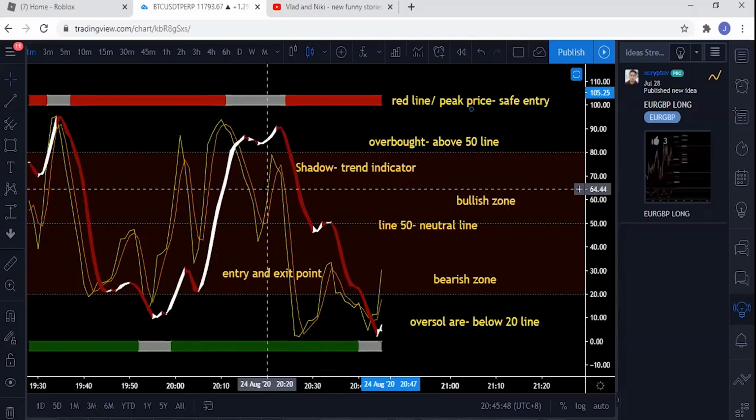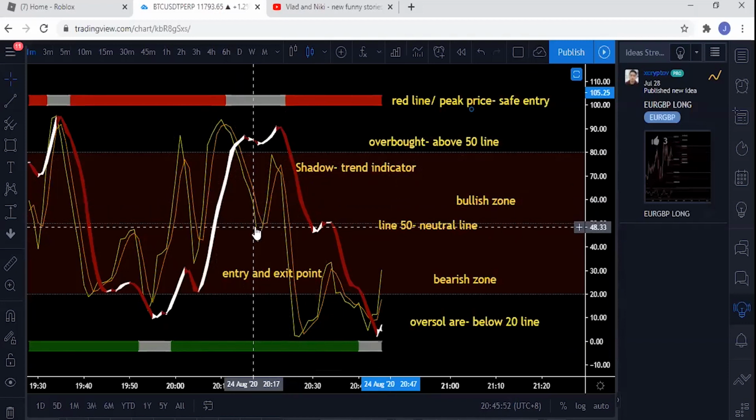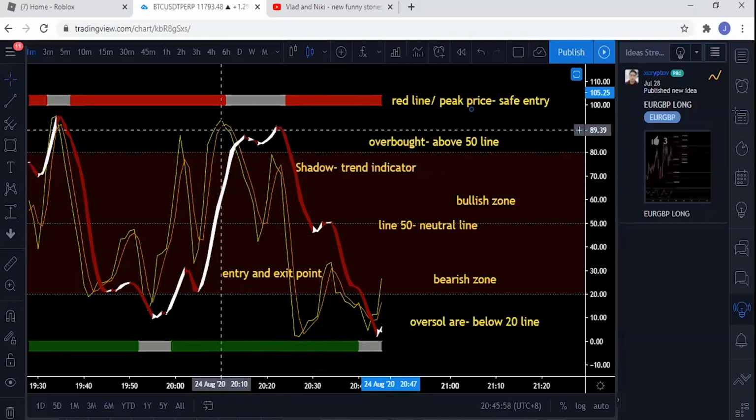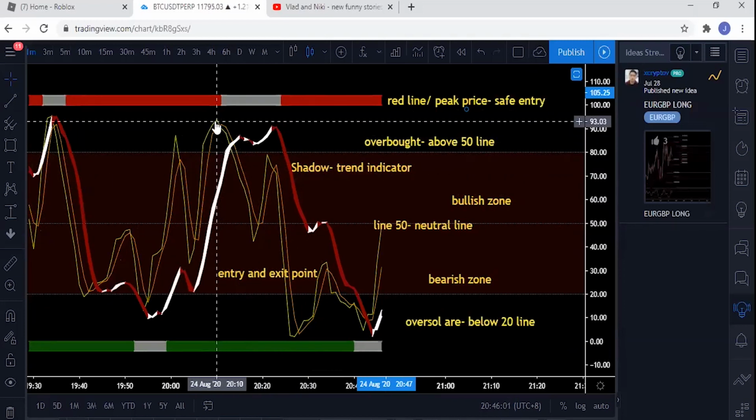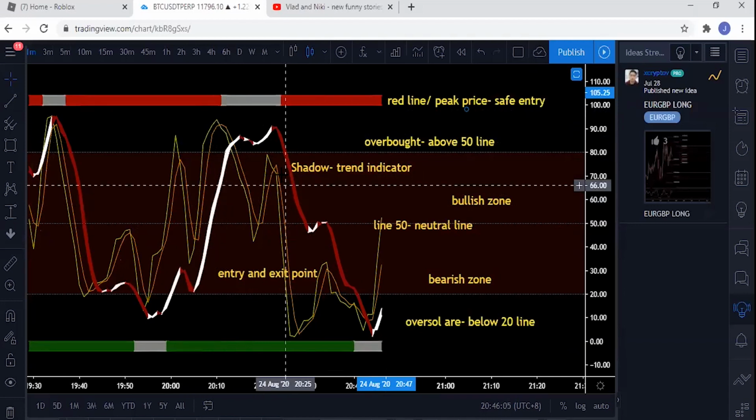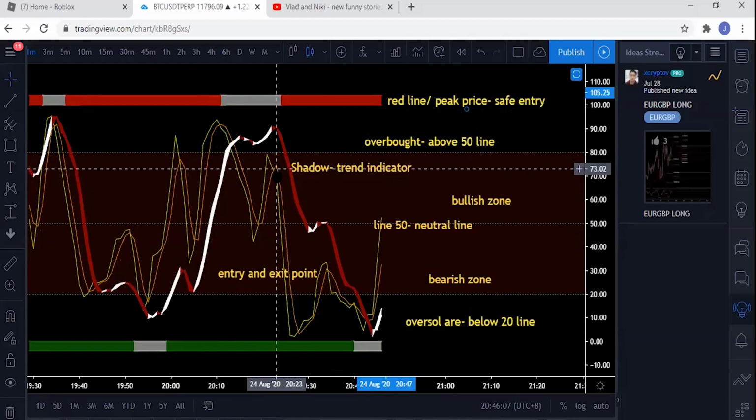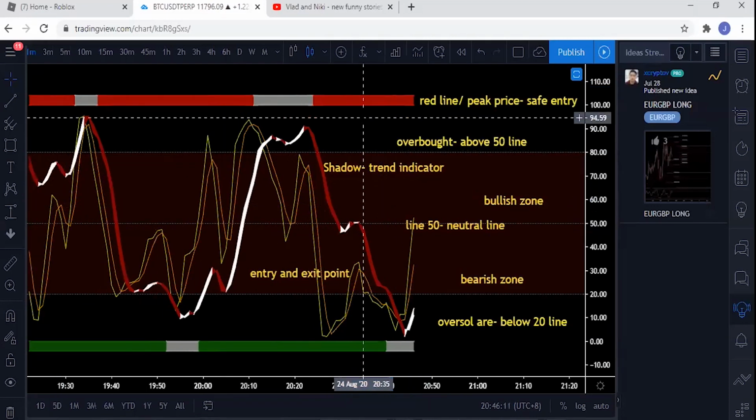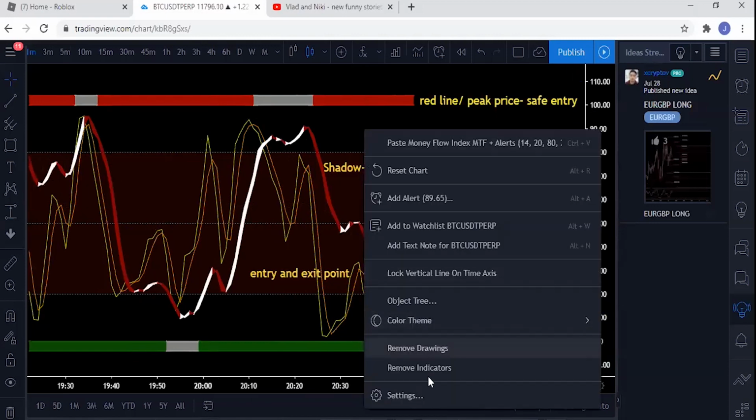And then we have our shadow indicator entry. This is our entry and exit point, the crossover. Yellow over orange means uptrend, and orange over yellow means we are in downtrend. So how to trade using the shadow entries?